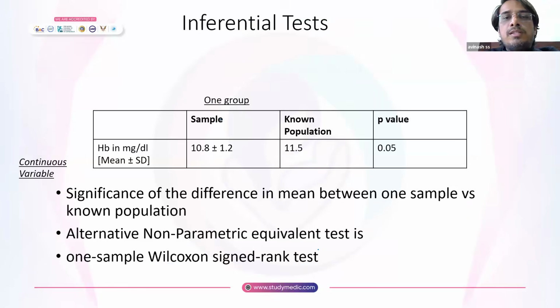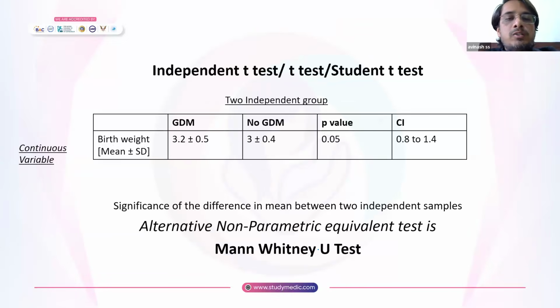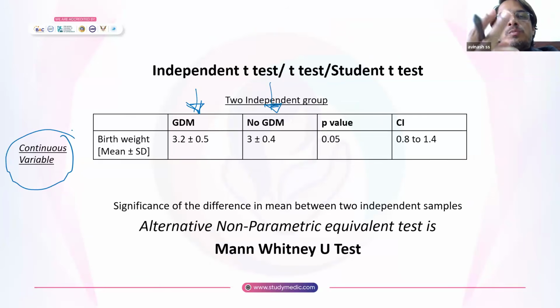Now we will see the two sets. Now birth weight is there. We would like to see if there is a difference in birth weight between women with GDM and women without GDM. So we know birth weight is a continuous variable, and to test the significance of the difference in two groups, two independent categorical groups are there, GDM versus no GDM. These are independent groups because the sample population in GDM will not be there in no GDM.